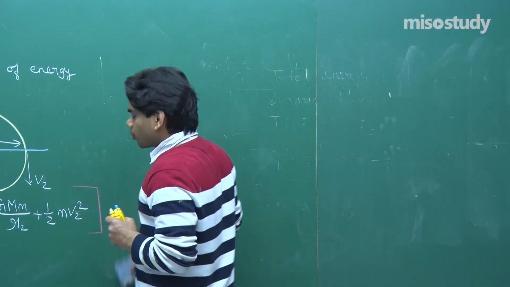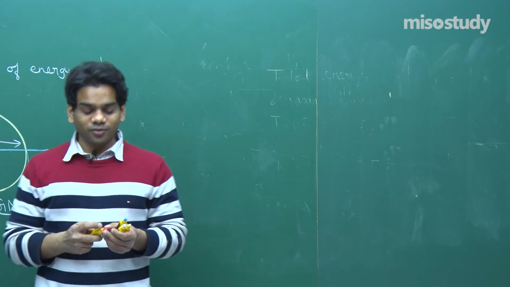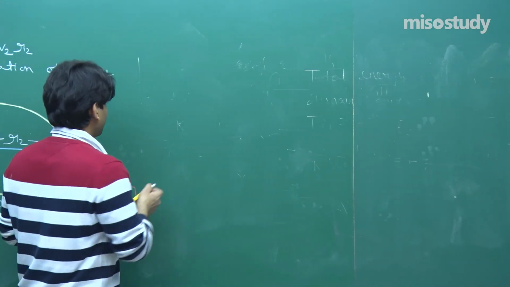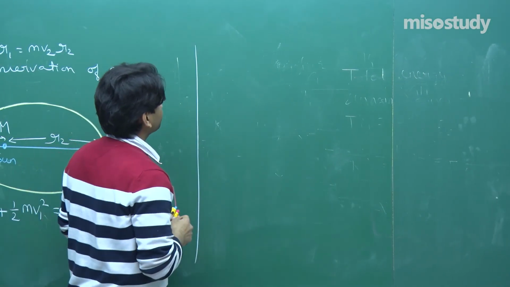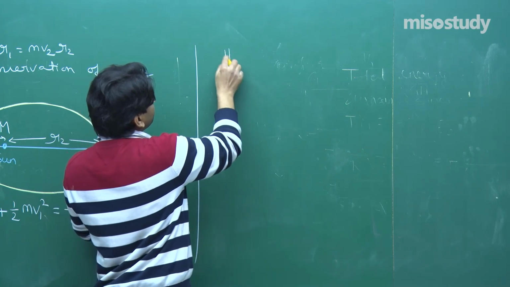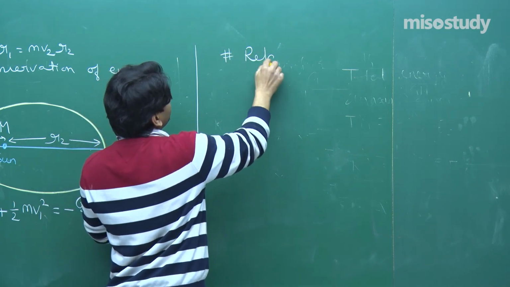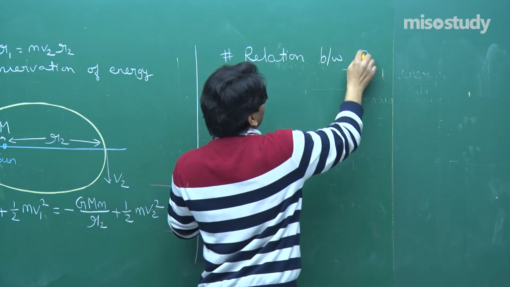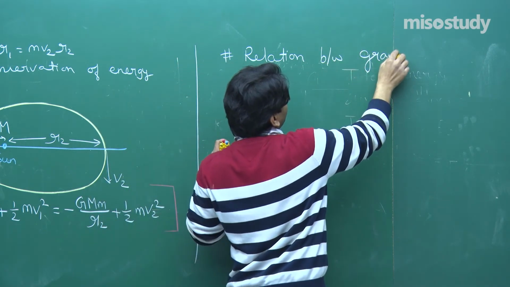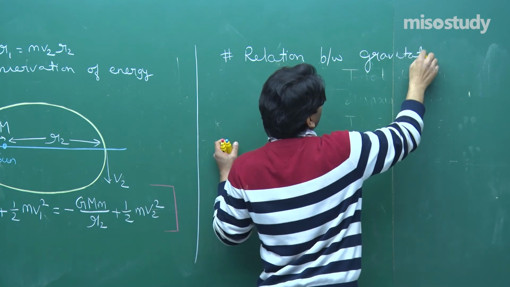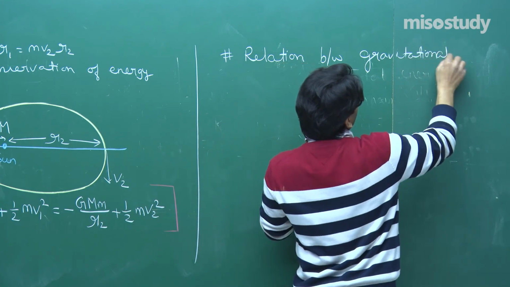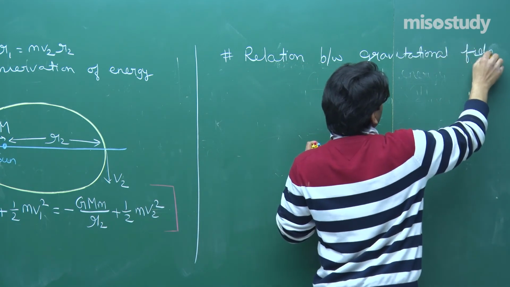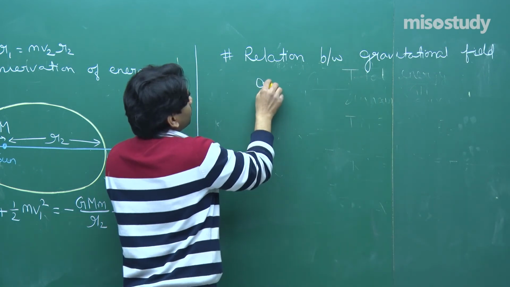One more extra point we are left with before completing the chapter, and then we will be practicing problems on this. Relation between field and potential. We know gravitational field, we know gravitational potential, gravitational field and potential. Let's try to find out the relation.